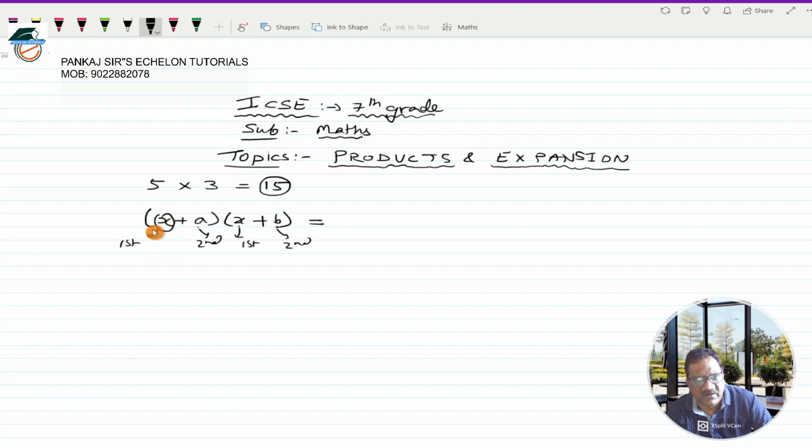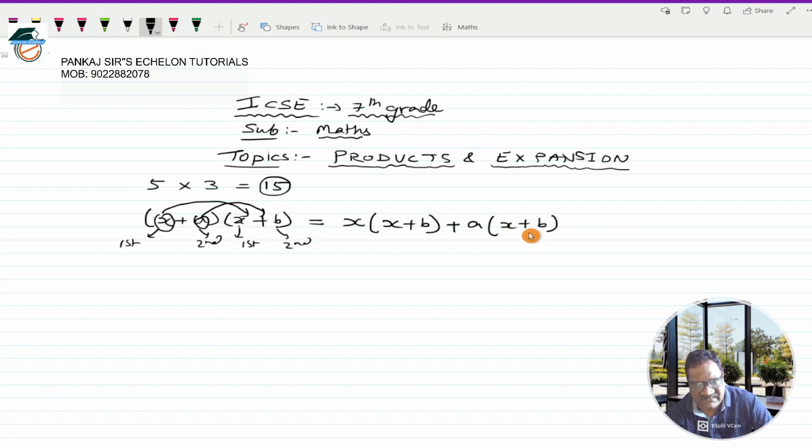So this is the first term of the first binomial expression, that you take, and you multiply with the entire second binomial expression. Multiply the first term of the first binomial expression with the entire second binomial expression, that is x plus b. Then what you do, you take the second term along with its sign. Now this second term is a, but the sign before a is plus, so you have to take that plus a, and then that plus a also you multiply with the second expression, so it will be x plus b.